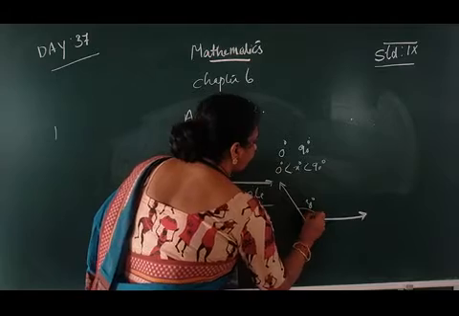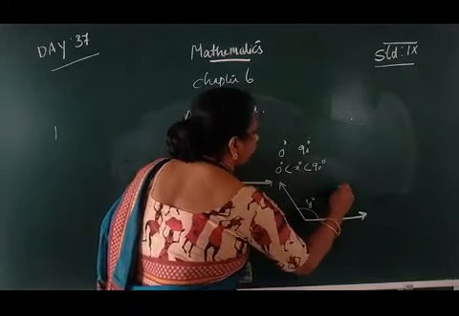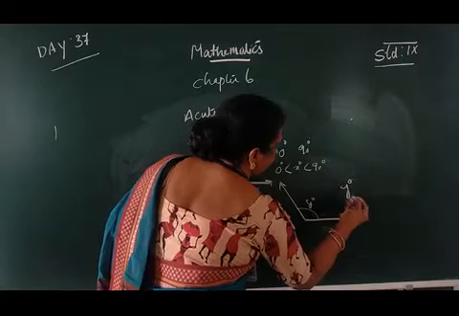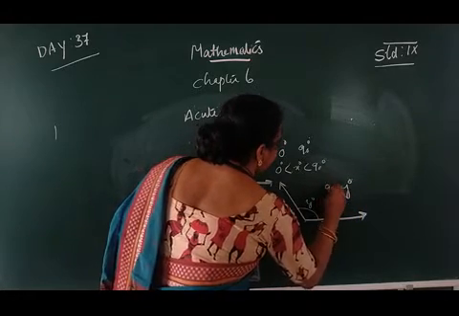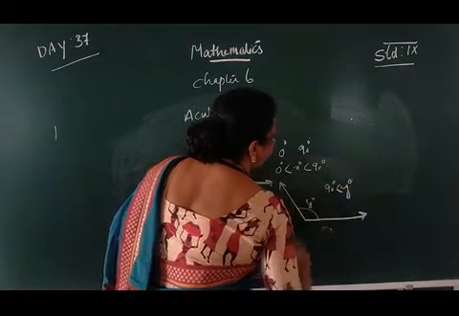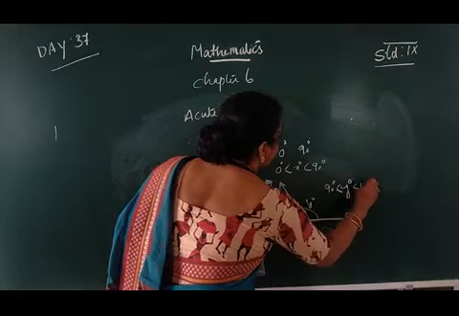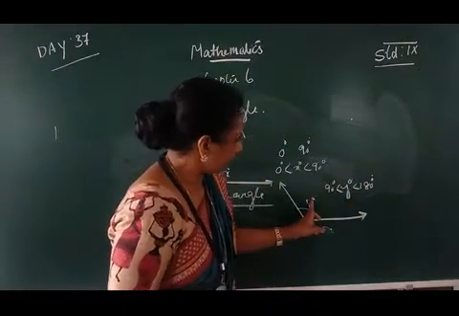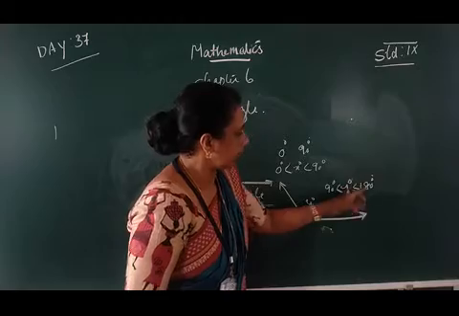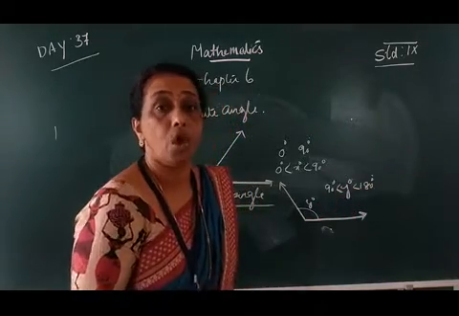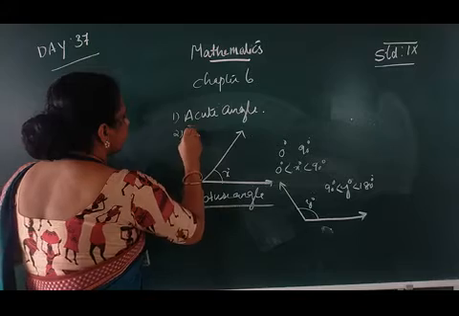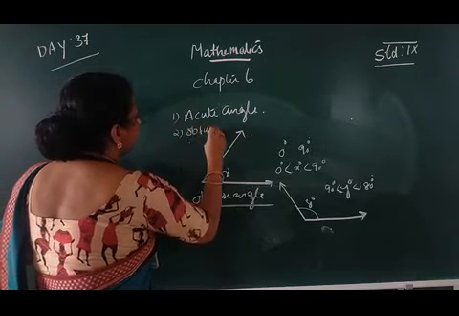That is, the measurement of this obtuse angle we can recognize is greater than 90 degree and less than 180 degree. Its measurement is greater than 90 but less than 180 degree, and it is called obtuse angle. First, acute angle. Second one, obtuse angle.